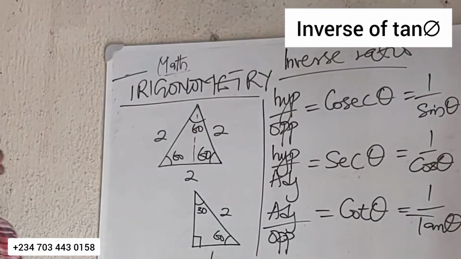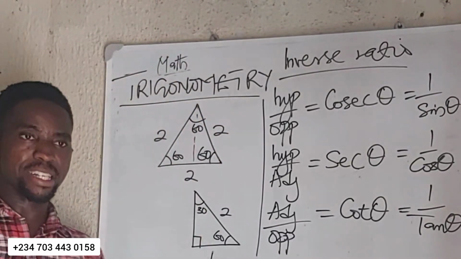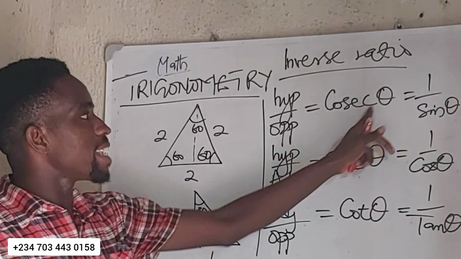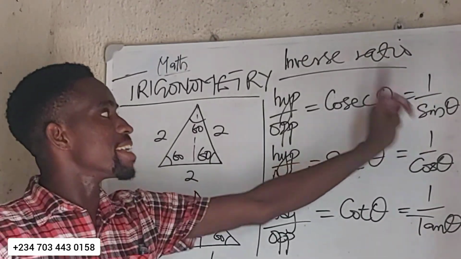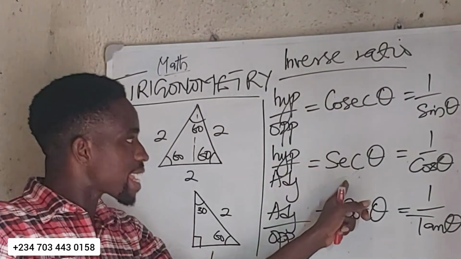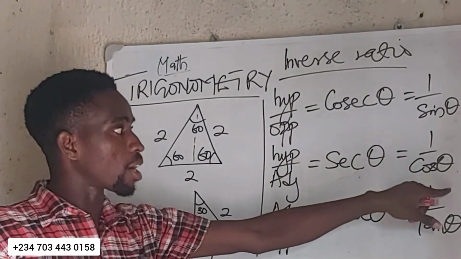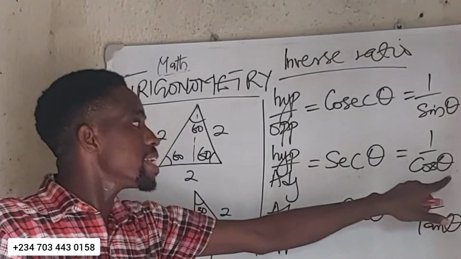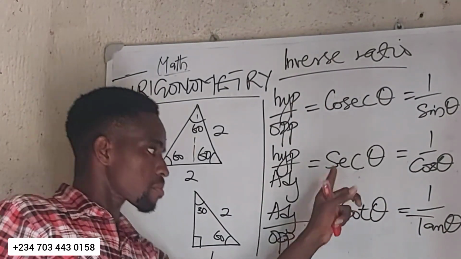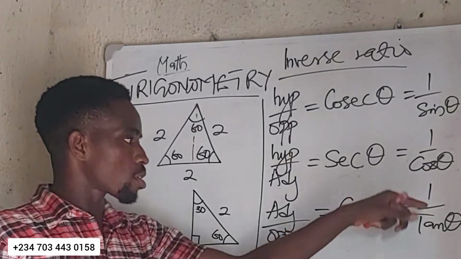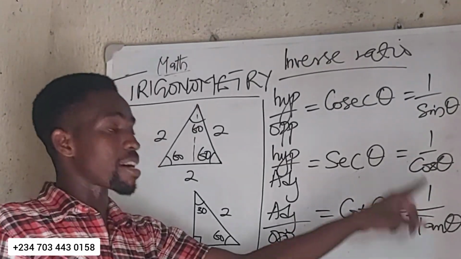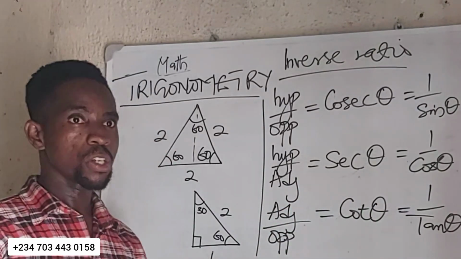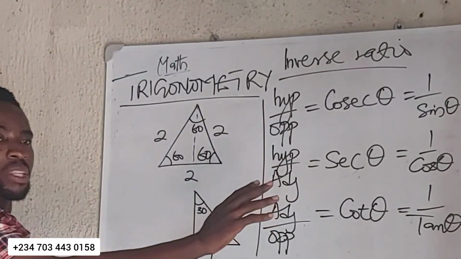So we need to know these ratios and their inverses. What we have just established is that cosec theta is the inverse of sin theta, and sin theta is the inverse of cosec theta. Sec theta is the inverse of cos theta, and cos theta is the inverse of sec theta. Cot theta is the inverse of tan theta, and tan theta is the inverse of cot theta. So each of them is the inverse of the other one. We'll keep this in mind.